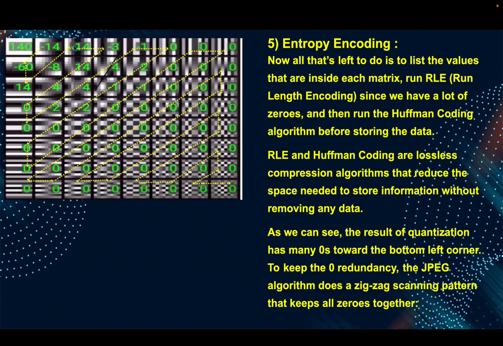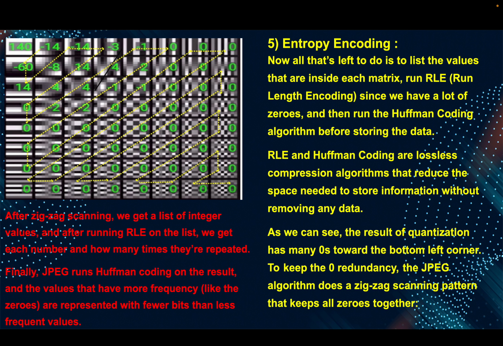If we run like this, we encounter 3 zeros, then some digit, then 3 zeros again. Instead of doing this, we first take all the positive and negative digits, and then we are left with only zeros. So we can reduce the storage. RLE and Huffman coding are lossless compression algorithms that reduce the space needed to store information without removing any data. As you can see, the result of quantization has many zeros toward the bottom right corner. To keep zeros together, the JPEG algorithm does a zigzag scanning pattern that keeps all zeros together.